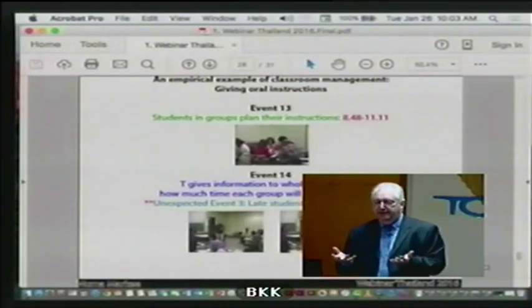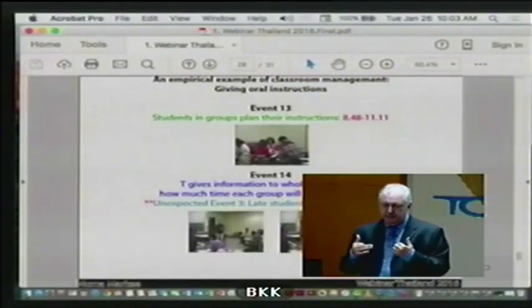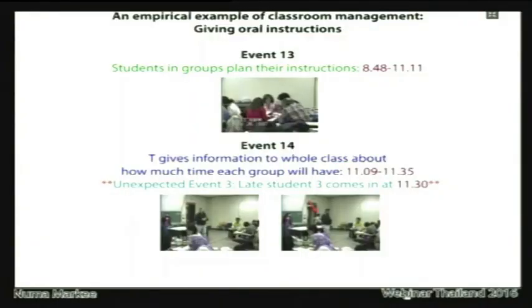So in event 13, the students plan their instructions. Then in event 14, I really want to start the task, and so I'm telling them how much time they're going to have. And this is when late student number 3 walks in.